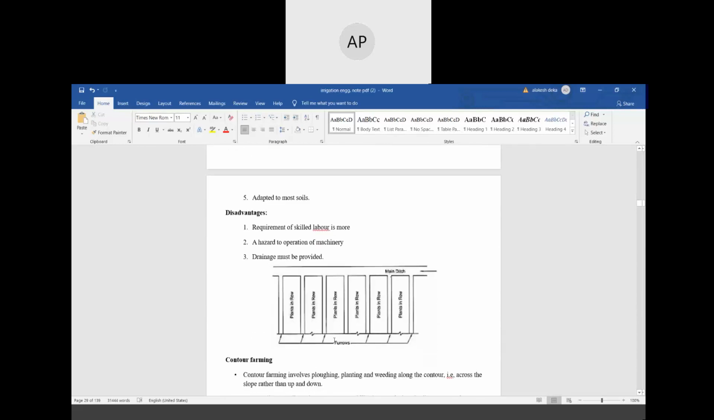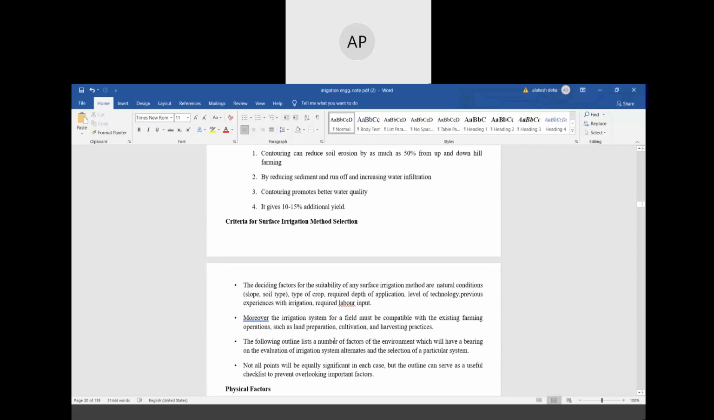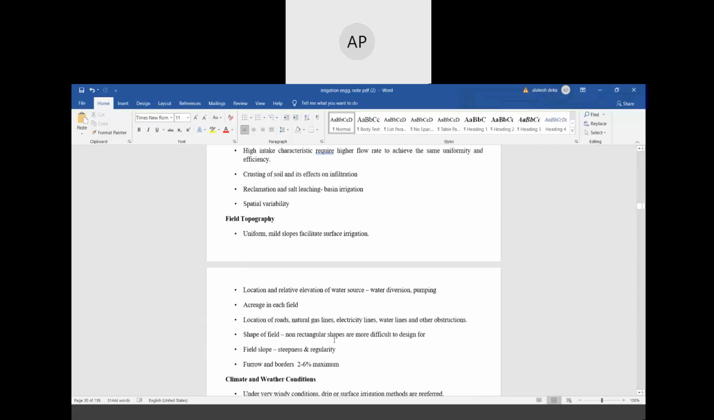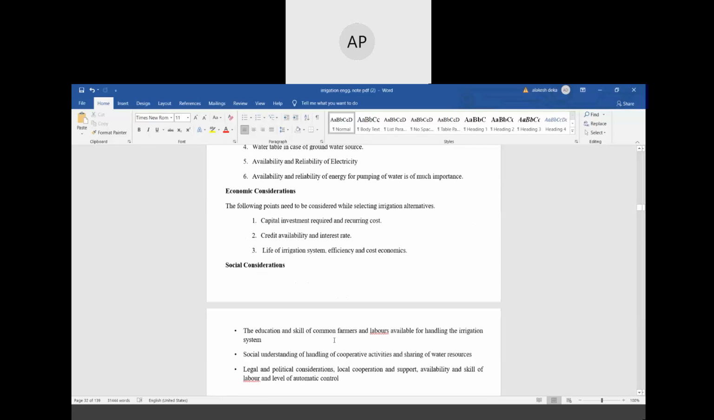Next, we have the criteria for surface irrigation: physical factors and soil parameters.